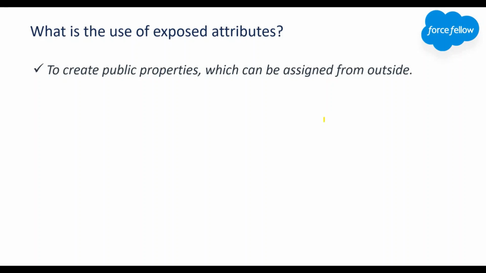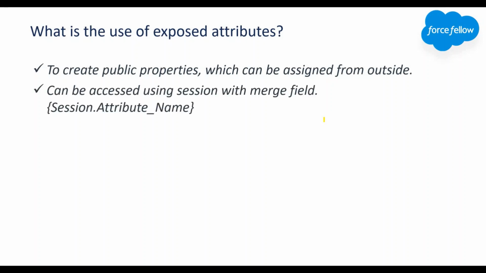And to understand it better, let's discuss an example. Let's say you are going to create a Flexcard that will show top 10 accounts list, but you want to make it a little dynamic and want to give an option to an admin so they can configure how many top accounts they want to show instead of 10. Then we can achieve this functionality in Flexcards using exposed attributes. What we can do is create an exposed attribute number of accounts and assign default value 10, and we can access this attribute value using session merge field, like session and number of accounts, and use the same merge field in SQL query.